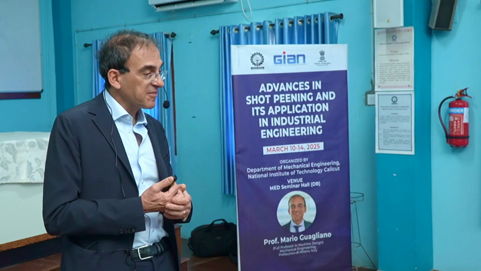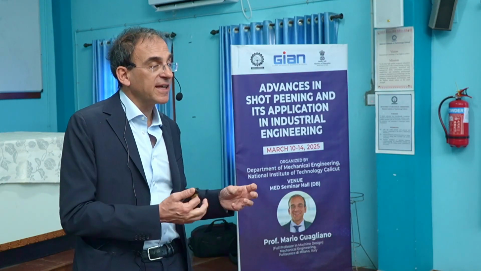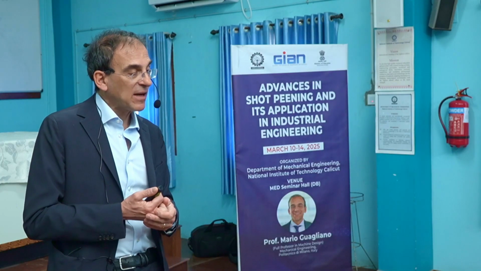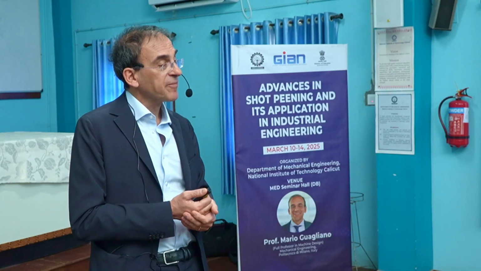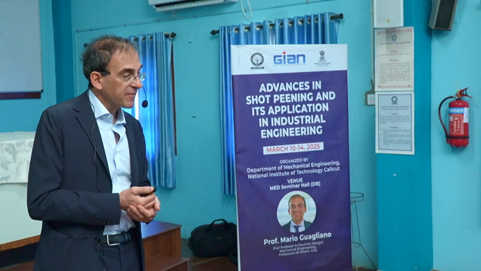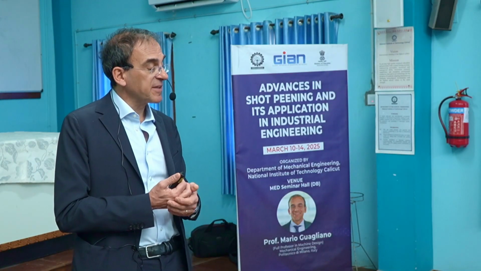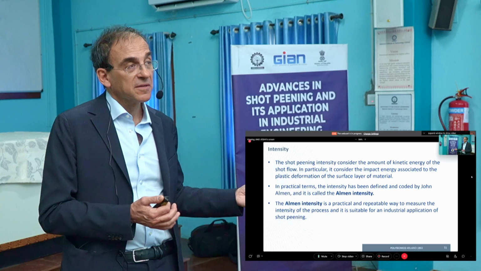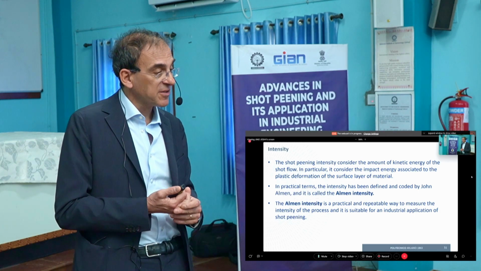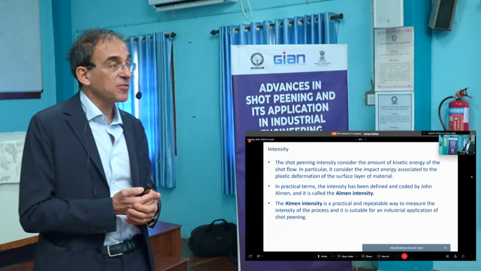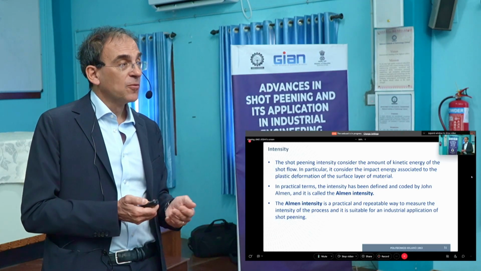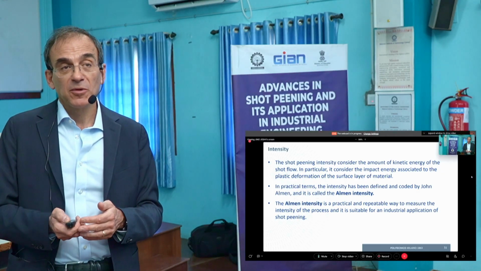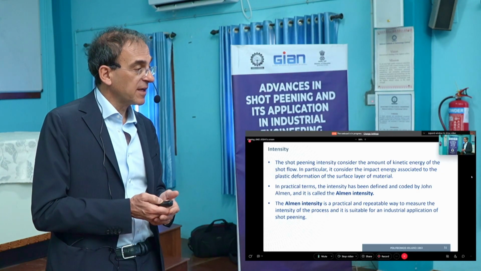And the Almen intensity, now we will see how this is defined and how it's related, at least somehow as a synthetic parameter, to the kinetic energy of the shot flow. It can be considered a very practical and repeatable way to measure the intensity of the process. That is suitable for industrial application because we need just some simple experimental measurement, not complex calculation. This is fast, and this is the reason why this definition of intensity was the one that was most successful and is now everywhere used.